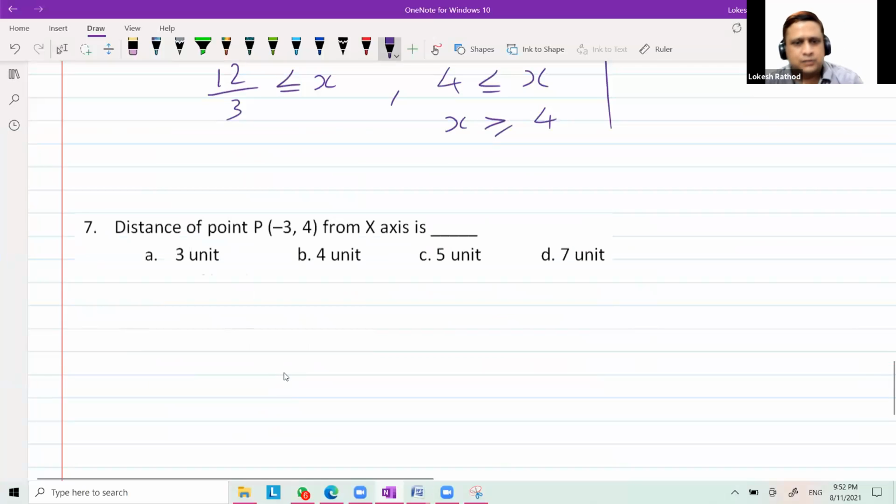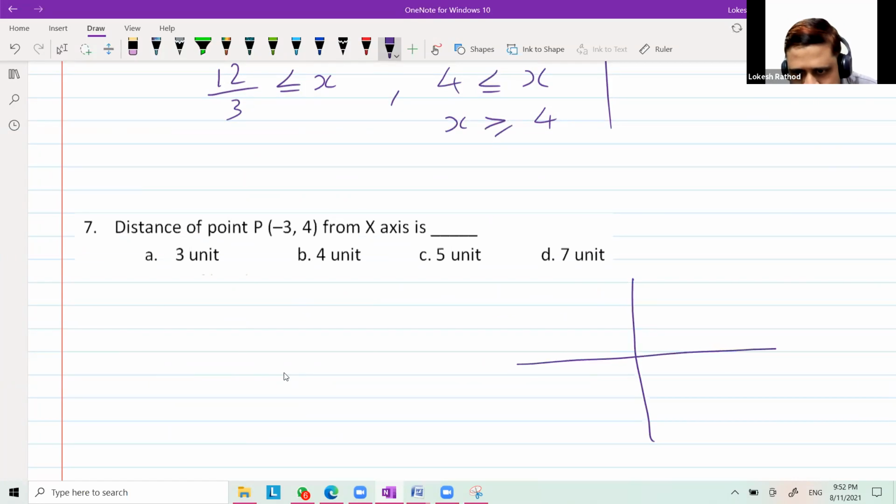Distance of the point from the x-axis. So where does this point lie? The x coordinate is -3, so x coordinate -3 is here. The y coordinate is 4, so y coordinate 4 is here. So this point is P (-3, 4).